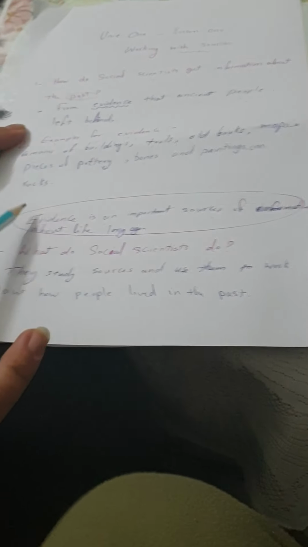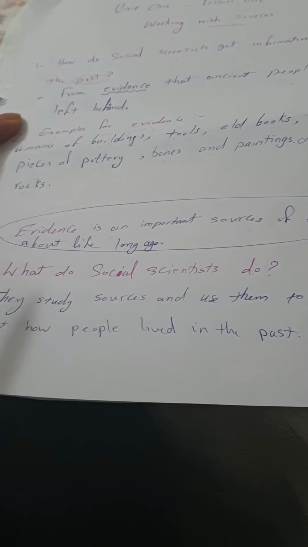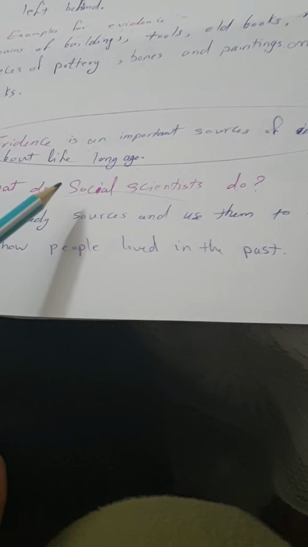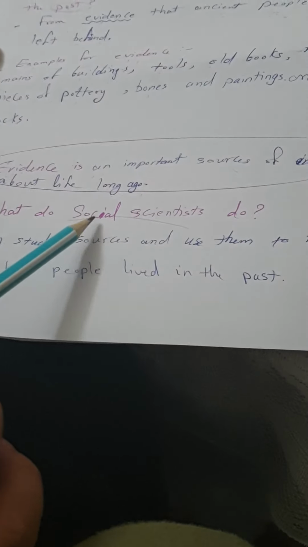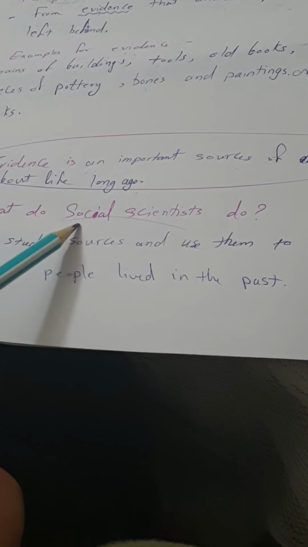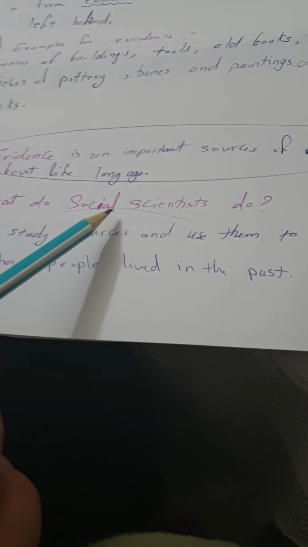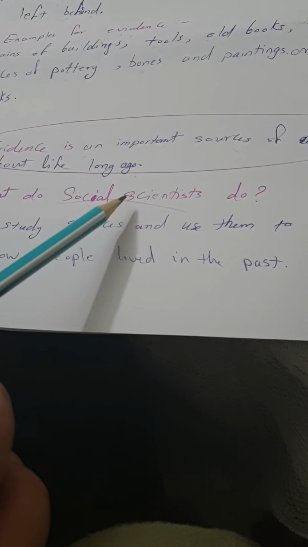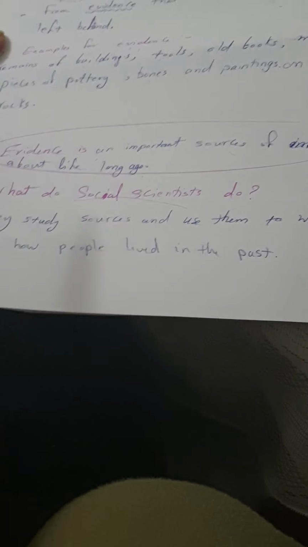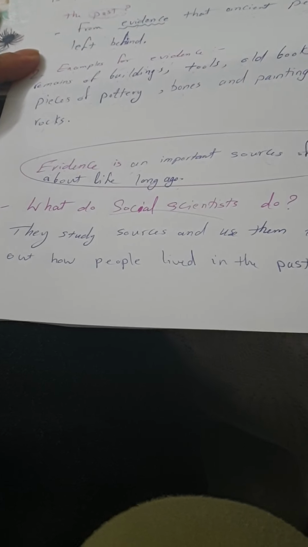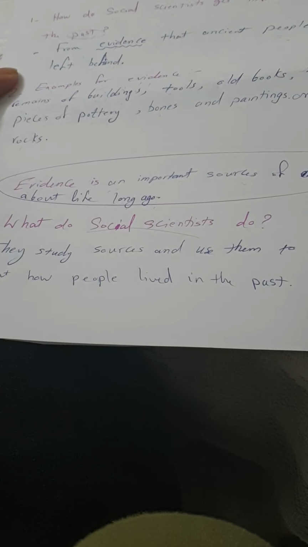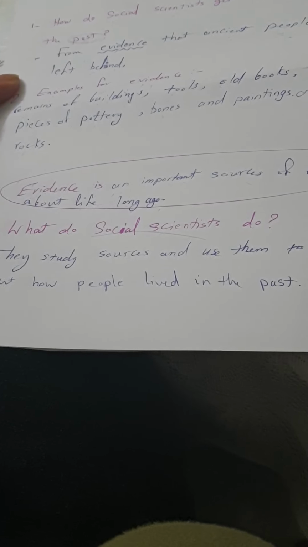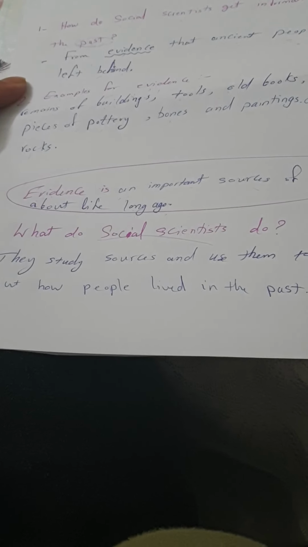Okay, did you understand these 3 points? Okay, next point. What do social scientists do? What is the job of the social scientist? By the way, there is another name for social scientists. We can call them archaeologists. Archaeologists are the social scientists who study the remains buried under the ground of old people, old creatures, old animals, or people who lived in the past, in order to get information about the past.